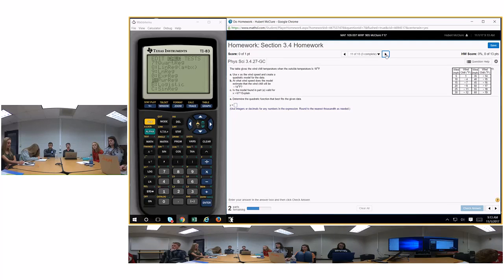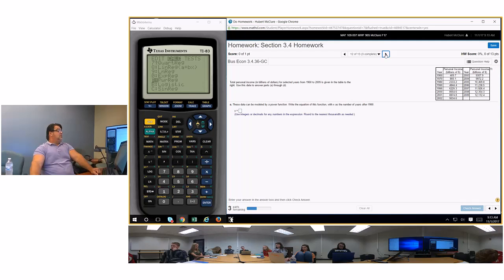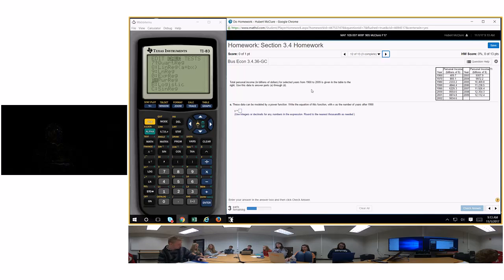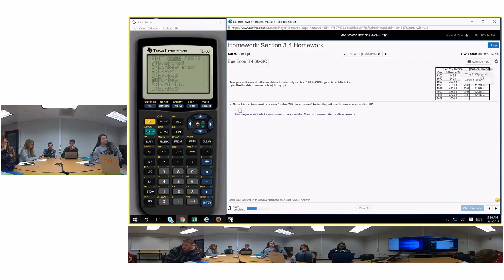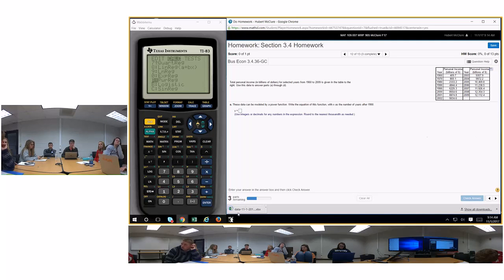That's a quadratic. Okay, this is a power function, so do this one. Now, of course, this is number 36, and this is an actual economics question. So this kind of falls right into each one of you that's going into business or economics or accounting or management or whatever. So click on to your handy dandy Excel spreadsheet. See how it saves time.